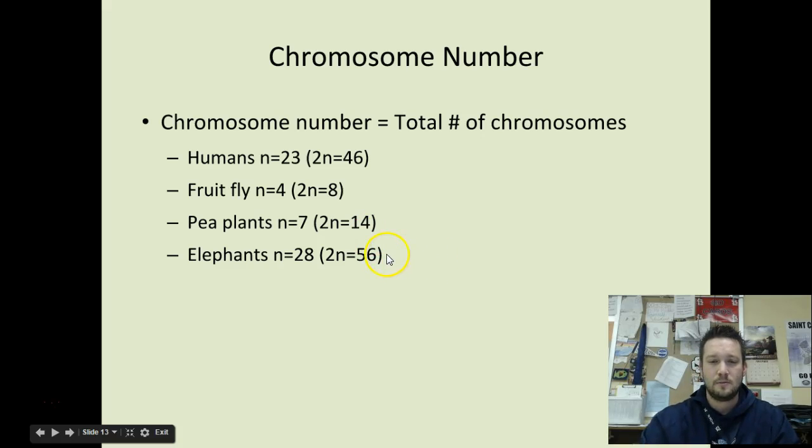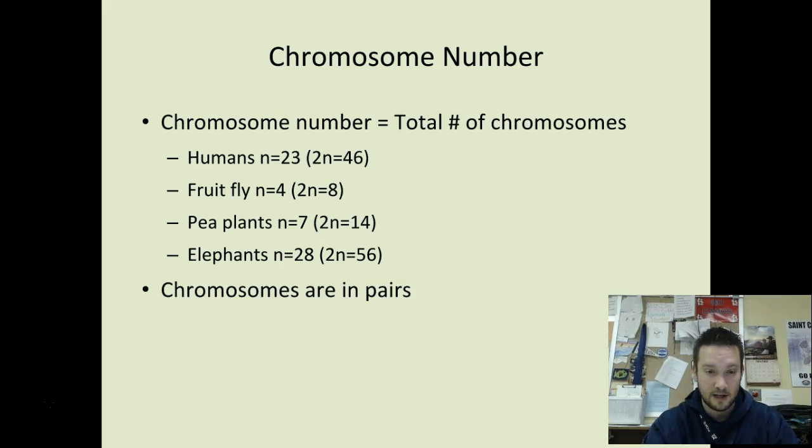People tend to assume that the bigger and more complex an organism is, the more chromosomes it will have. That's not always the case. Obviously, elephants and humans are bigger and more complex than pea plants and fruit flies. But actually, there's some species of butterfly that have 250 chromosomes, and they're definitely not as complex as humans are. So, a lot of times, smaller, simple organisms have fewer chromosomes, but that's not necessarily the case.